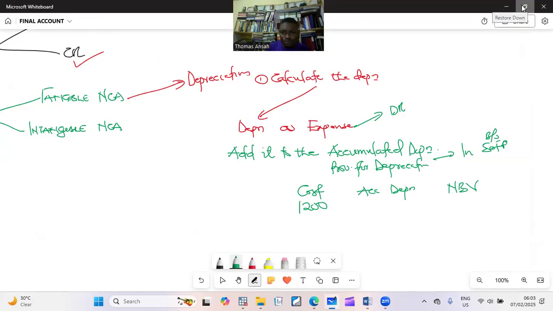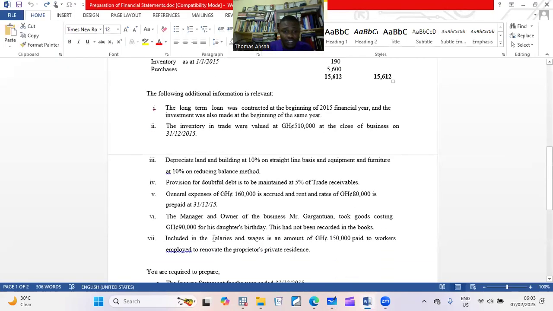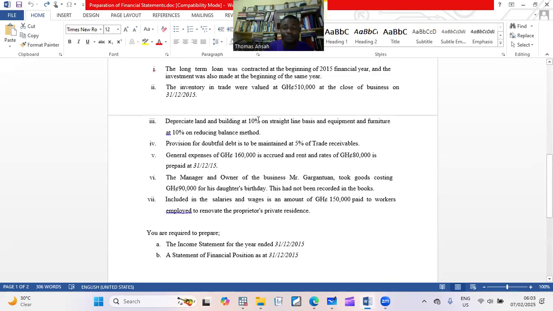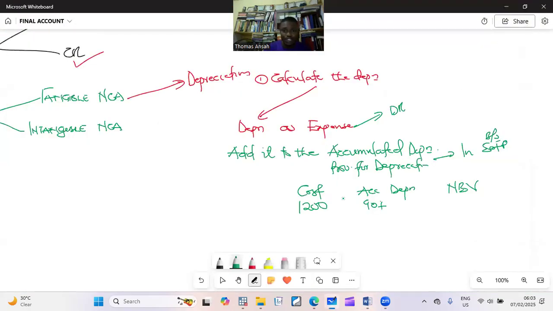I'm going to have the 90, then I will add the depreciation that I calculated, the one I'm making a double treatment. Now, how much is that? Of course, if you check the question, they said that depreciation on the building is 10% on straight line, and you know how to do straight line, 10% on cost, and the cost is 1,200. So 10% on 1,200 will be 120.